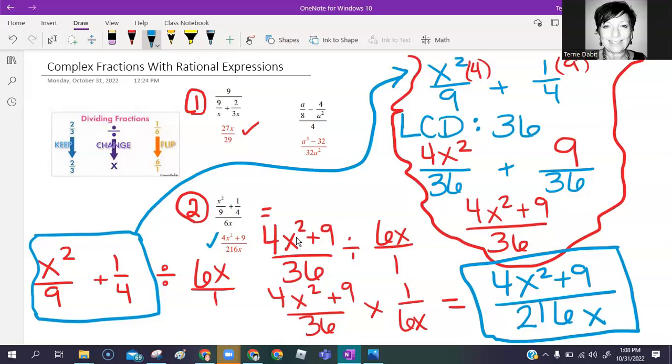It's almost like you got to do 3 problems. You got to do the problem in the numerator, then you got to do the problem in the denominator, and then you have to take those 2 numbers and divide them. So really, you're doing 3 problems just to get one of the problems done.